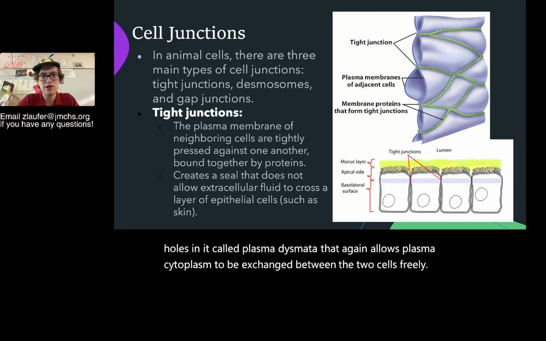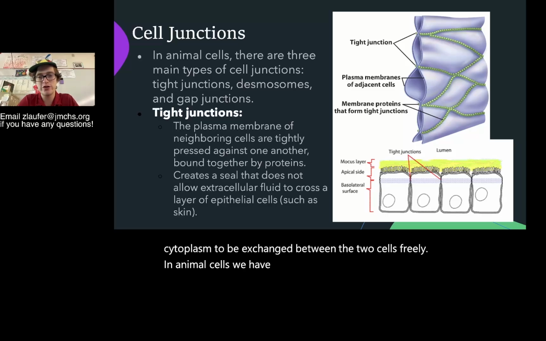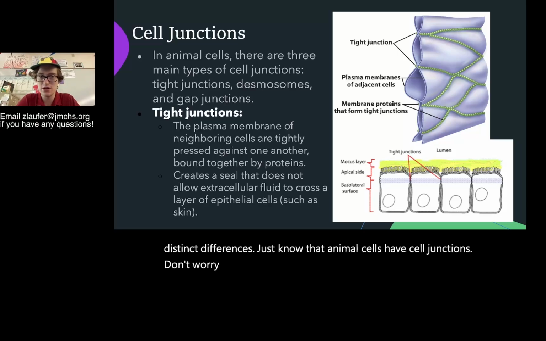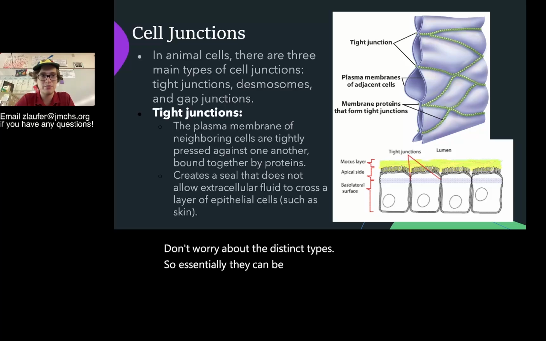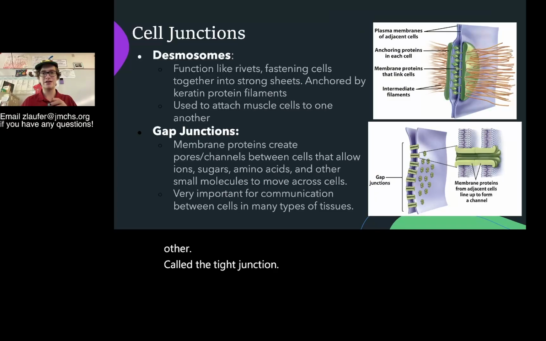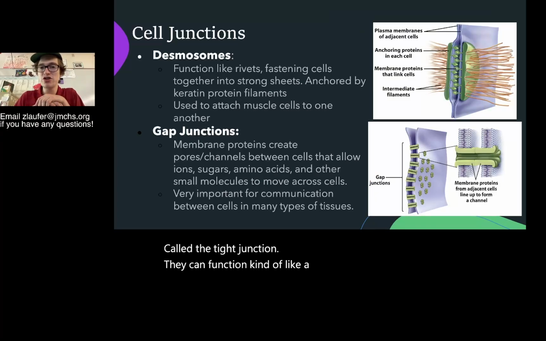In animal cells, we have three main types. Don't worry about the distinct differences. Just know that animal cells have cell junctions. Don't worry about the distinct types. So essentially they can be tightly pressed against each other, called a tight junction. They can function like a rivet and link each other into sheets using keratin. We use this with muscle cells, can drag them with each other.